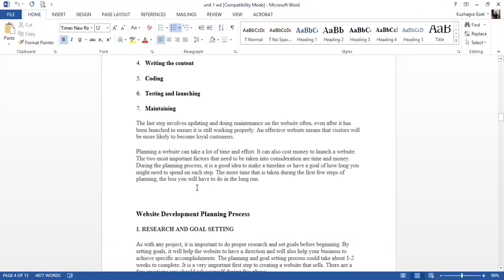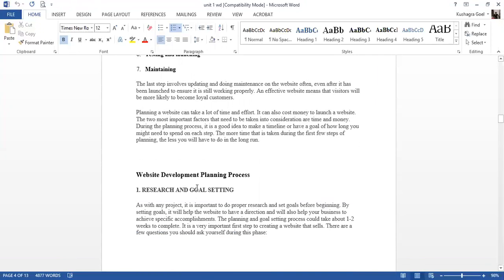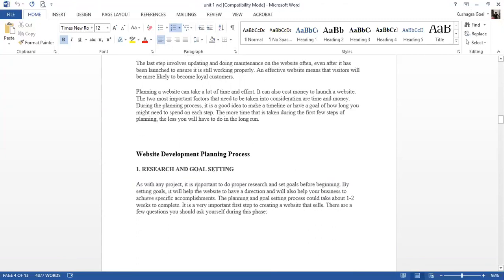During the planning process, it is a good idea to make a timeline or have a goal of how long you might need to spend on each step. The more time that is taken during the first few steps of planning, the less you will have to do in the long run. So we will have the discussion in detail. First process, research and goal setting of the web development planning process.